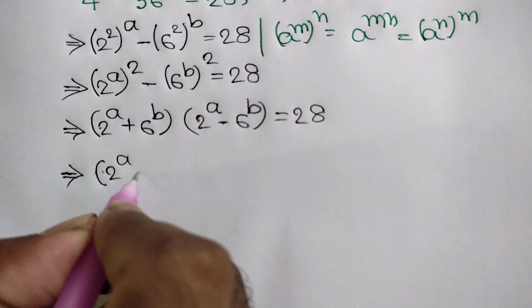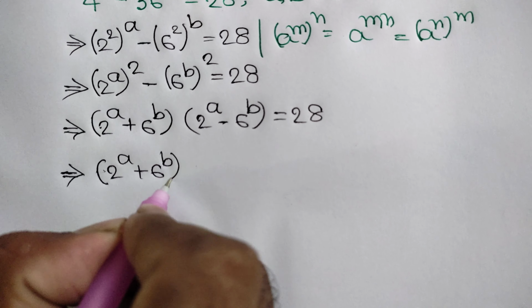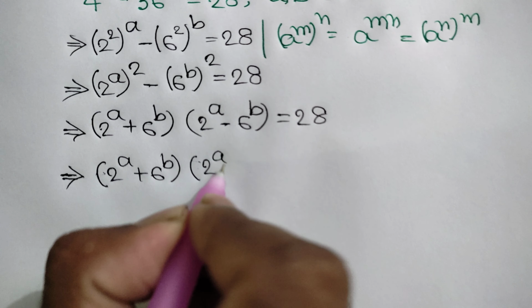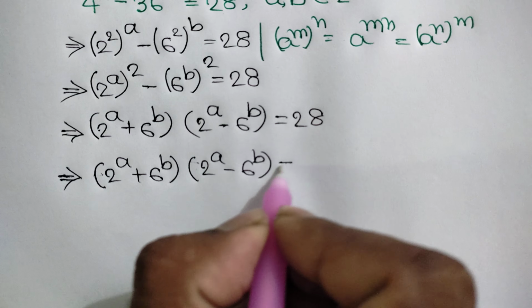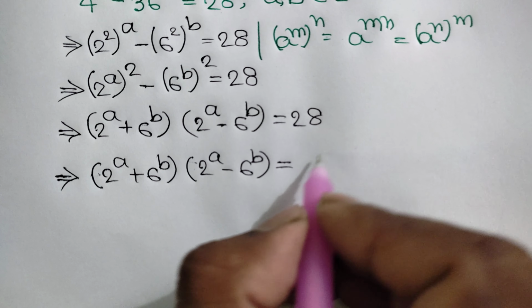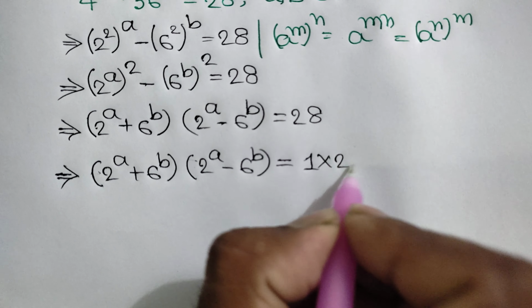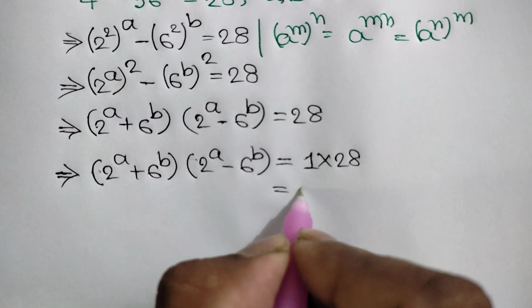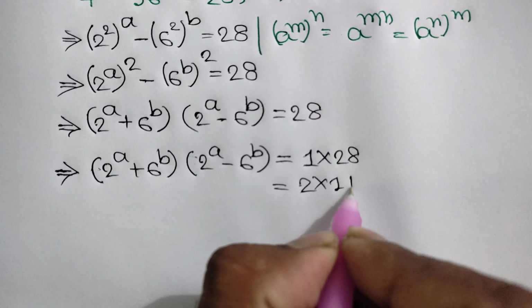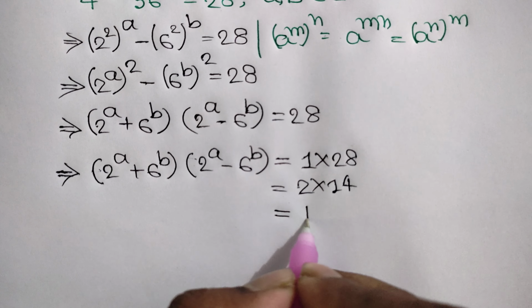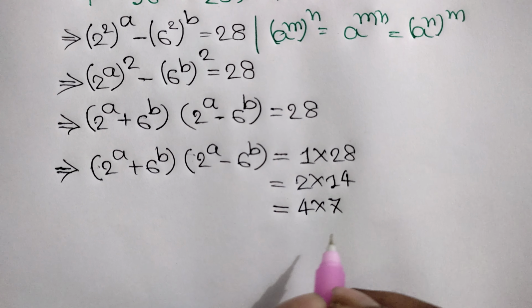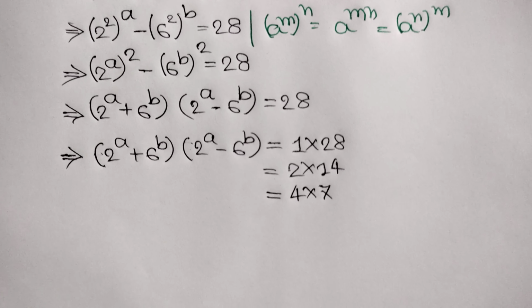2 to the power a plus 6 to the power b, times 2 to the power a minus 6 to the power b, and factorizing 28 we can write 1 times 28, 2 times 14, and 4 times 7.